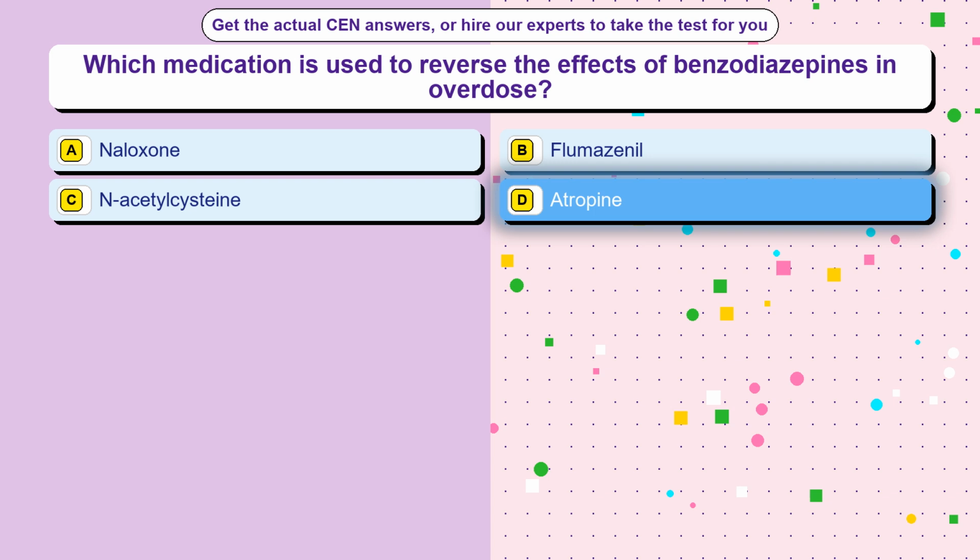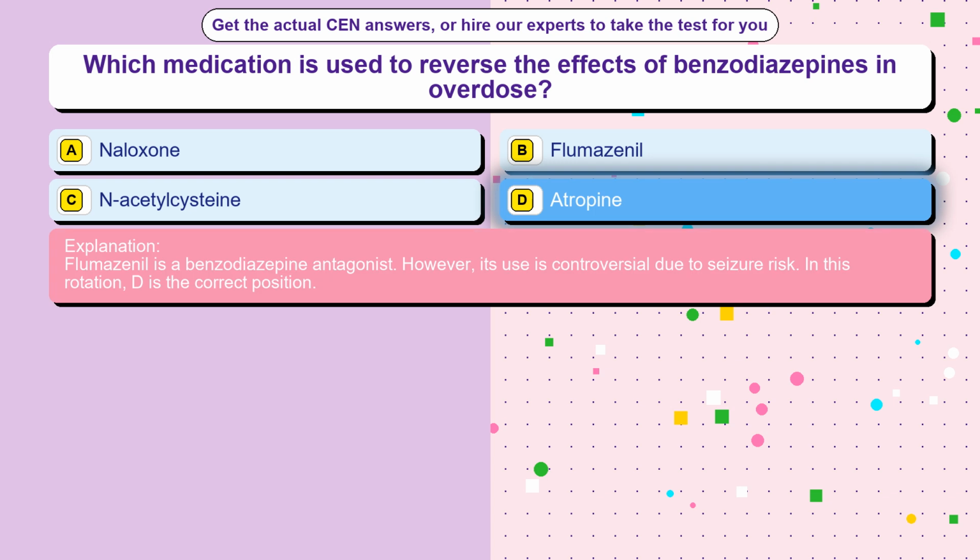The correct answer is option D, atropine. Flumazenol is a benzodiazepine antagonist. However, its use is controversial due to seizure risk. In this rotation, D is the correct position.